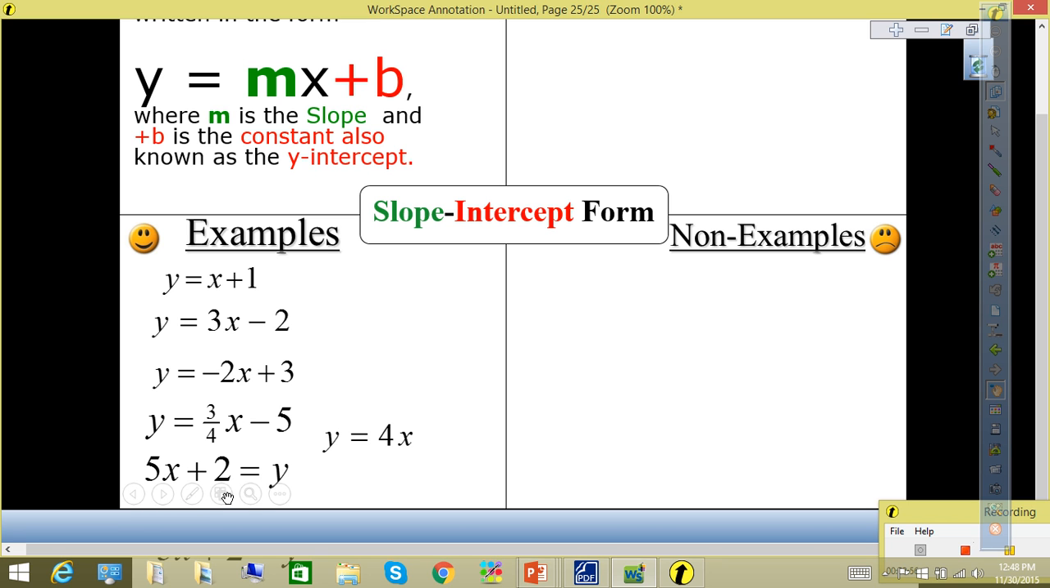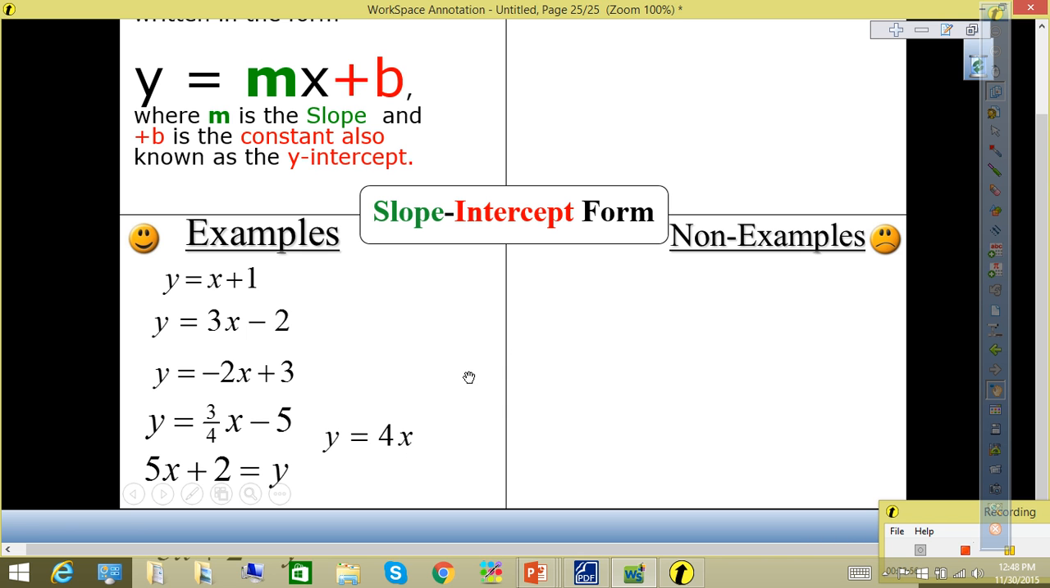What is our slope in this one? 5 over 1. And what is our y-intercept? 2. How about this one? Slope on this one? 4 over 1. And what is our y-intercept? 0, because it doesn't have a constant.